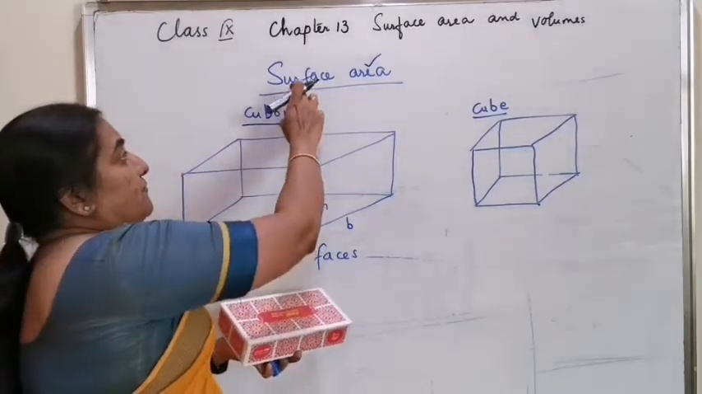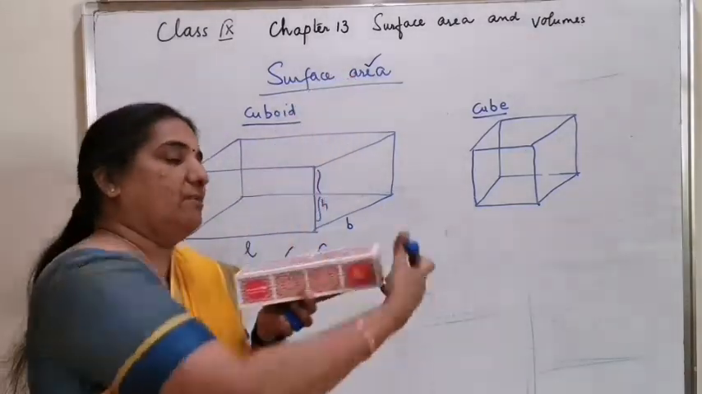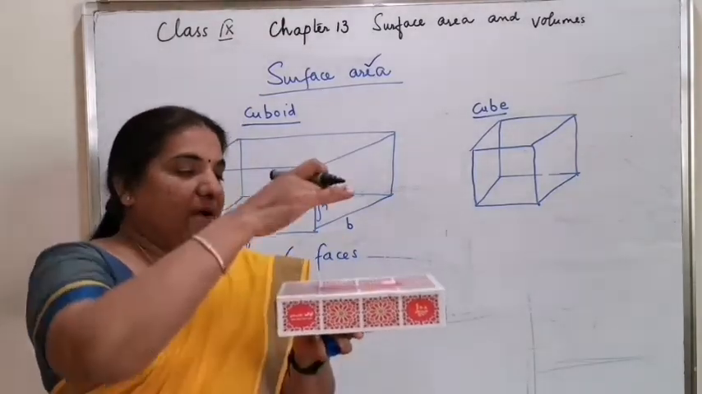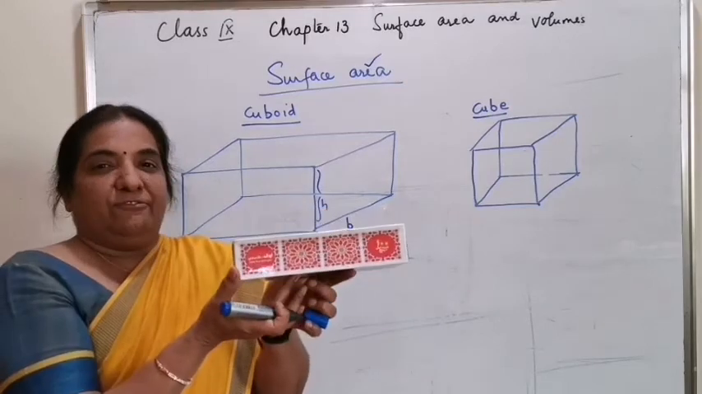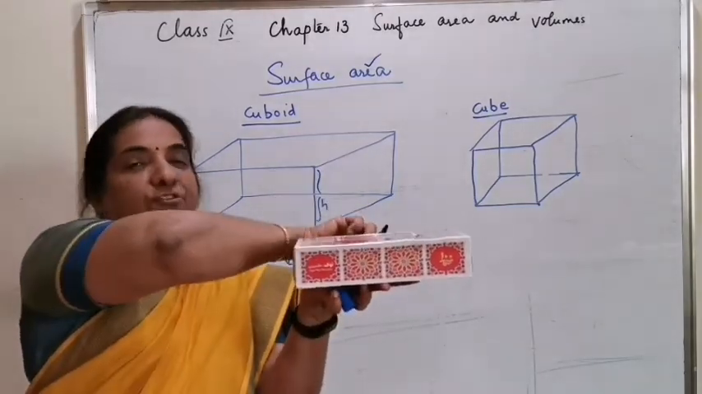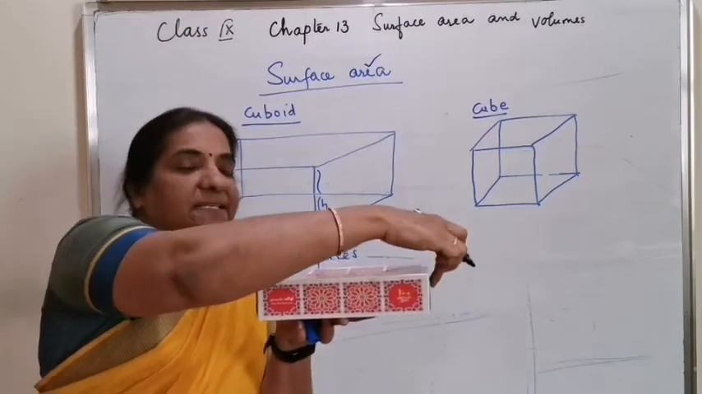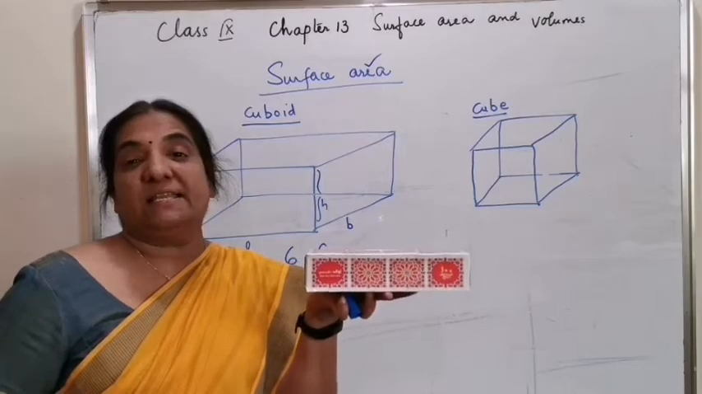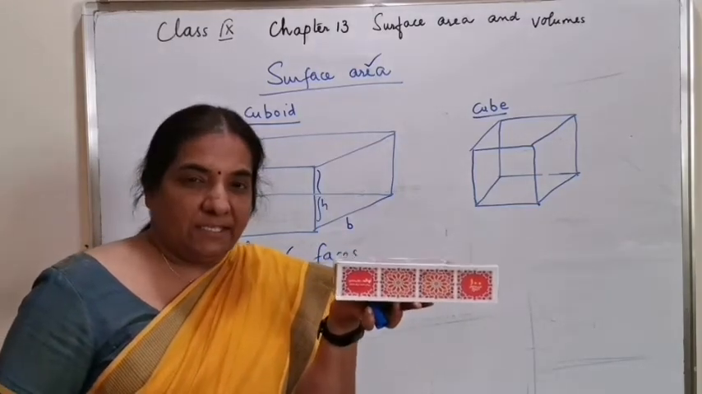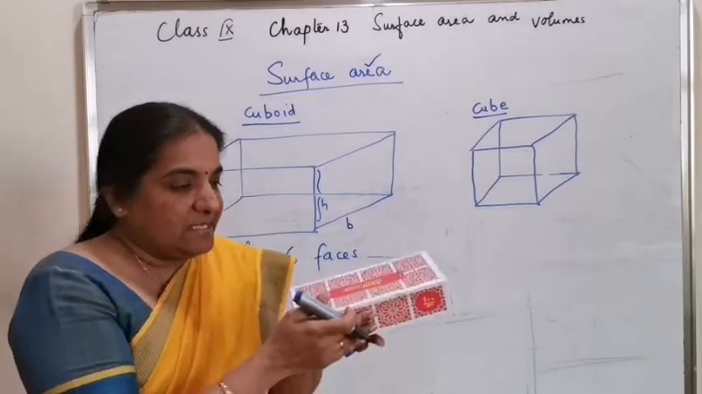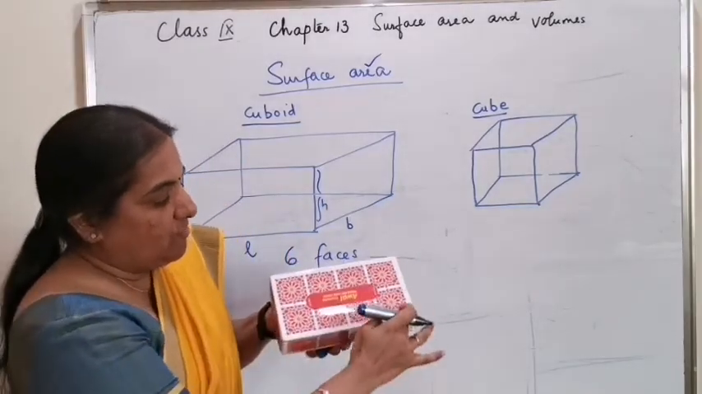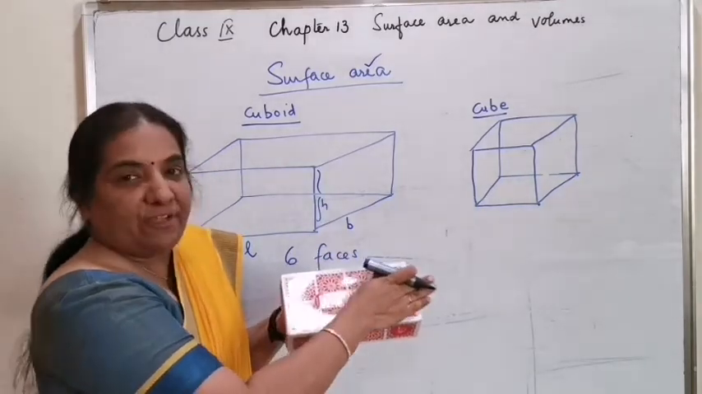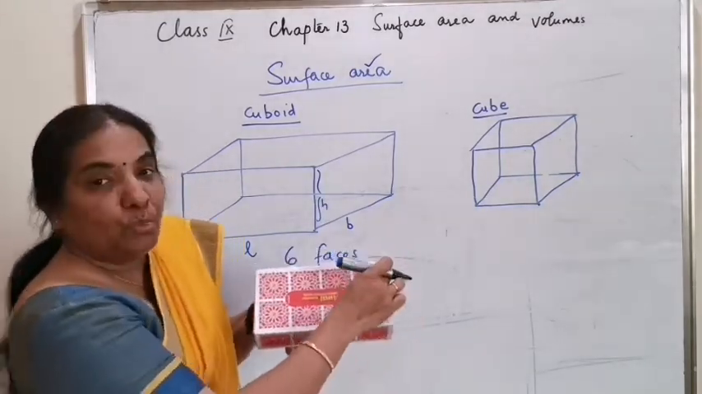So, surface area is the sum of all these areas. That means you find the area of the first face, second face, third face, fourth face, fifth face and the sixth face, and if you sum it up, that will give you the surface area of this solid. Here, since there are 2 equal faces, what is the area of this particular face? The area of the top face is length into breadth.